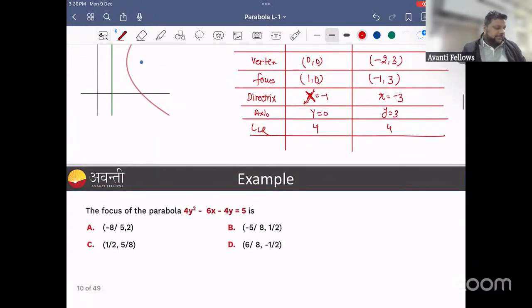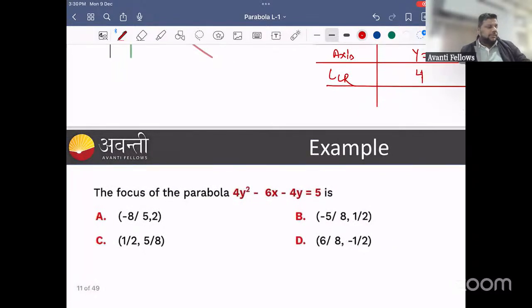Now see a small question. Give it a try. Find the focus of this parabola. Yes, quickly try.